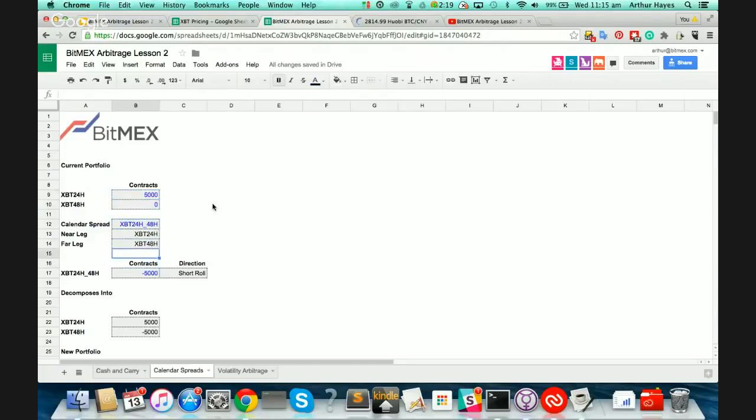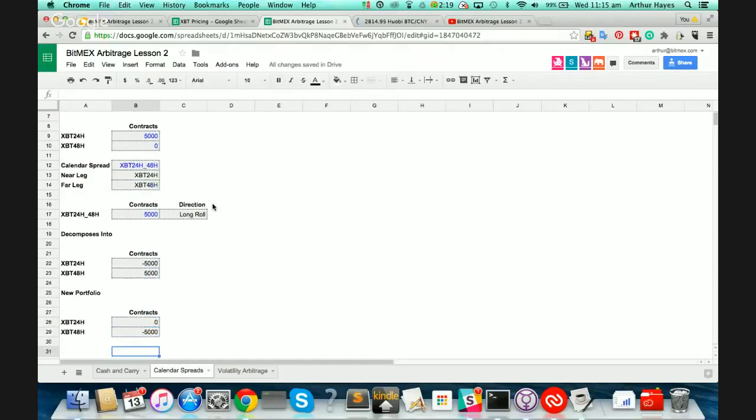So we want to long roll, i.e. we want to go long the far leg. So we want to buy 5,000 contracts. And as you see here, this portfolio changes. Looks like we have an error here. You should be just long the 5,000 contracts of the far leg, and then you have no position left in the daily contract. Now, this is how a calendar roll or calendar spread works on the order book level.